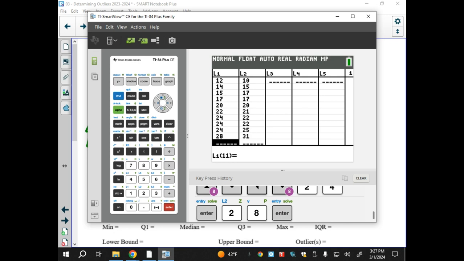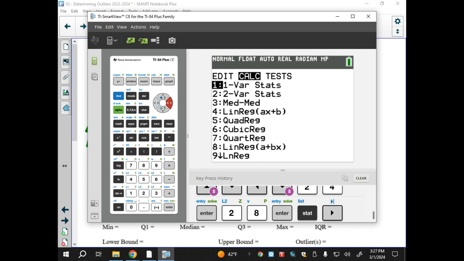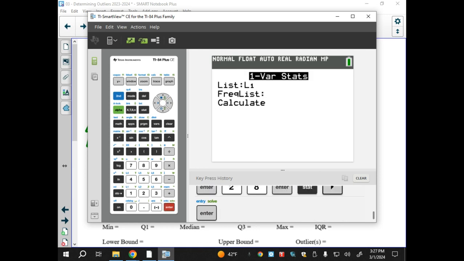So I'm going to go back to stat. Now we're going to calculate some statistics. So I'm going to arrow over to calculate. Right now we're using one variable statistics. We'll learn some of this other stuff later on in the unit, but right now we're just going to do one variable statistics, so I'm going to push enter.